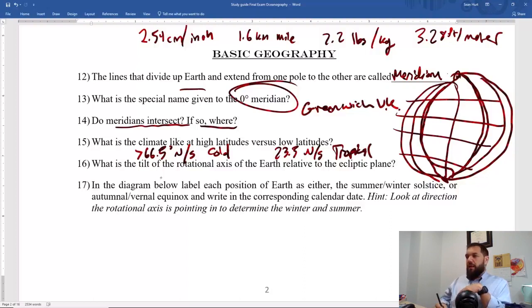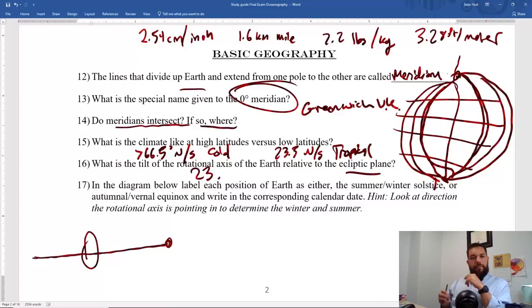Okay. Now that is all connected to the rotational axis tilt. So remember that our rotational axis is tilted. It's about 23.5 degrees right now, relative to the ecliptic plane. Okay. Remember, and what's the ecliptic plane? Remember that as we rotate around the sun, so here's the sun, here's our orbit, there's Earth, okay? The ecliptic plane is this line of orbit around the sun, okay? So it contains our orbit.